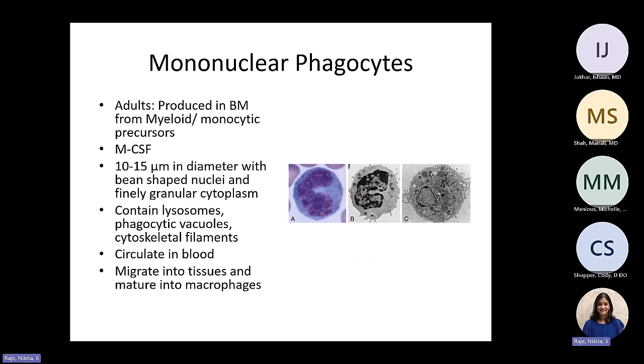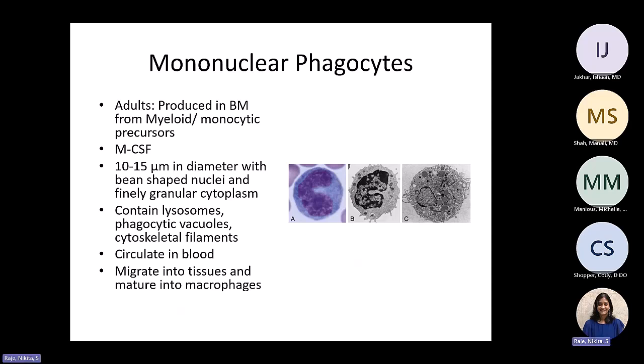They develop under the influence of MCSF. They are 10 to 15 micrometers in diameter, and they have this bean-shaped nucleus, and then there is finely granular cytoplasm. So you see the first two pictures showing that bean-shaped nucleus, light microscope or the electron microscope picture. And then the third picture here is of an activated macrophage with vacuoles and cytoplasmic organelles.